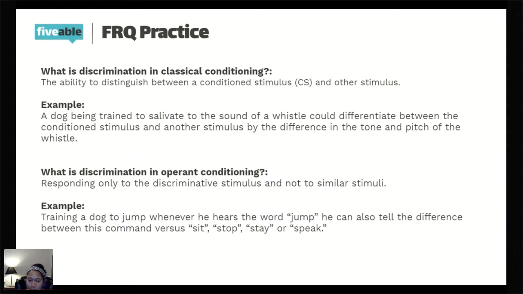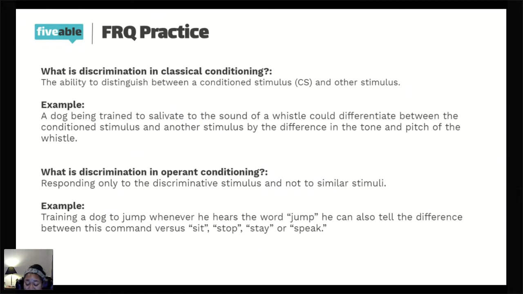Even though both whistles have different tone and different pitch, the dog has generalized the two, so it will salivate at either sound. And for generalization in operant conditioning, the dog may not have discriminated between jump and the other commands. So anytime they hear jump, they may sit, they may stop, speak, because they sort of generalize the terms together. So that's basically it.